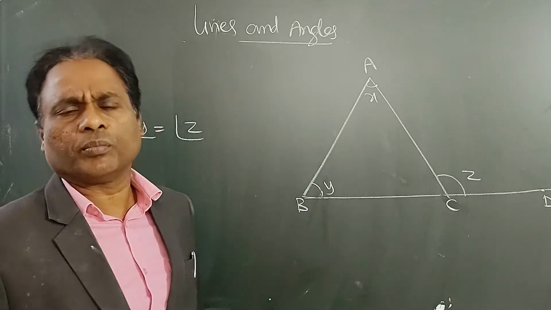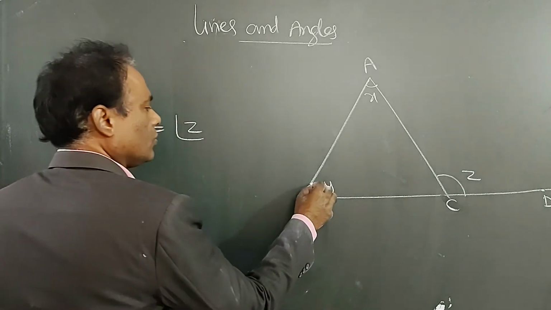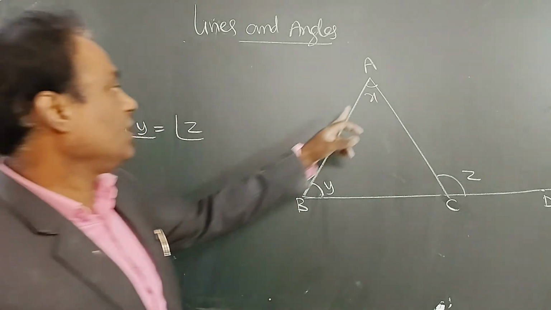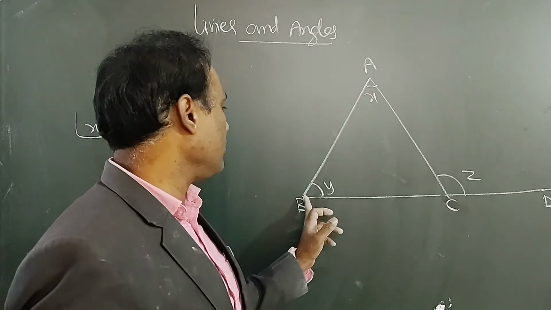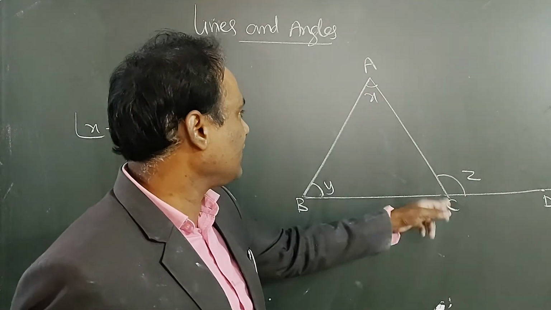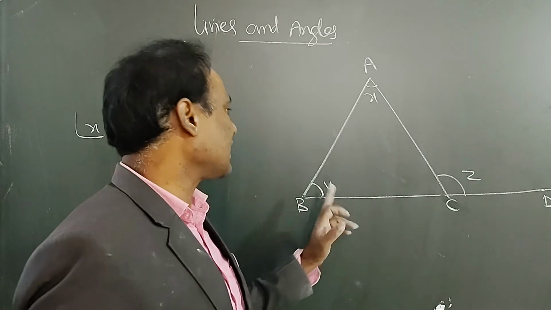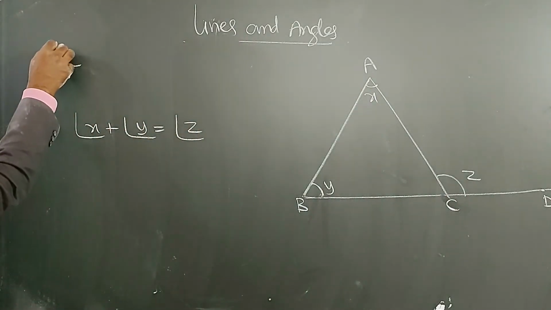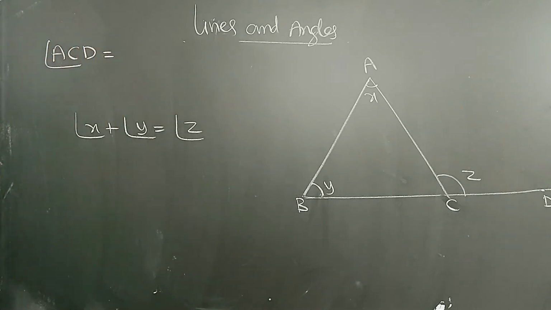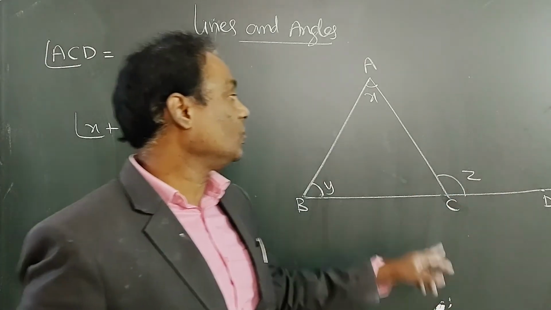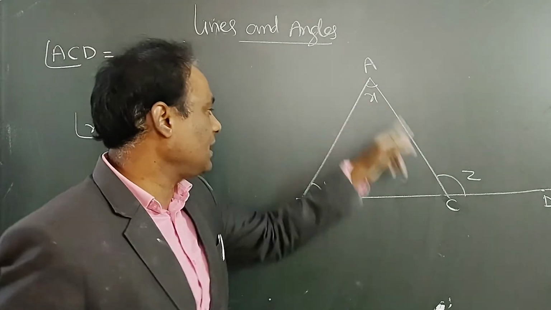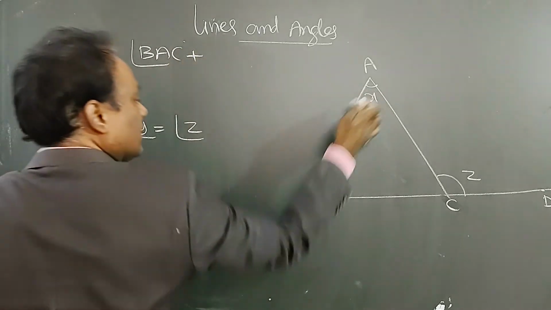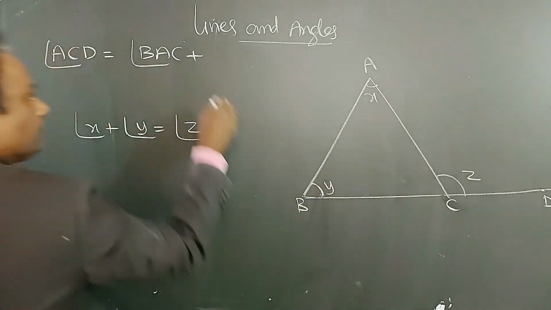You can go through that example. So you see it, x plus y is equal to z. That means this is angle A, we can call it the BAC angle. Angle ABC plus angle BAC is equal to angle ACD. The exterior angle so formed, angle ACD, is equal to the sum of the two interior angles, angle BAC and angle ABC.